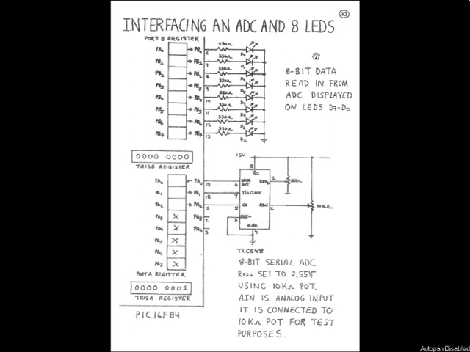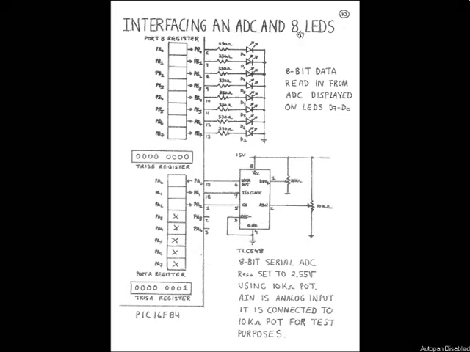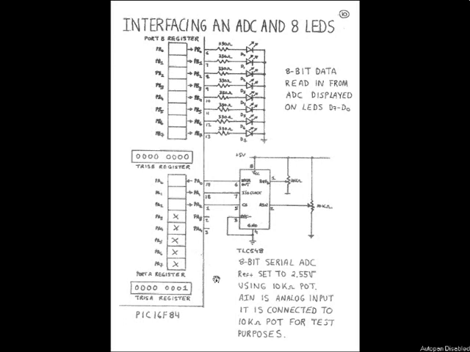In this short video I'm going to look at the hardware connections, or the interfacing, of an analog to digital converter and 8 LEDs to the PIC16F84 microcontroller. These are the connections you would need to make, maybe on breadboard or through a printed circuit board, to get an analog to digital converter and 8 LEDs connected to a PIC microcontroller. Let's have a look inside the PIC microcontroller.